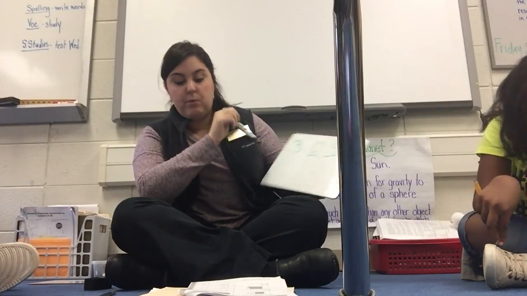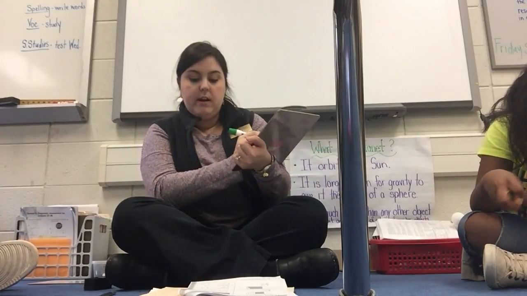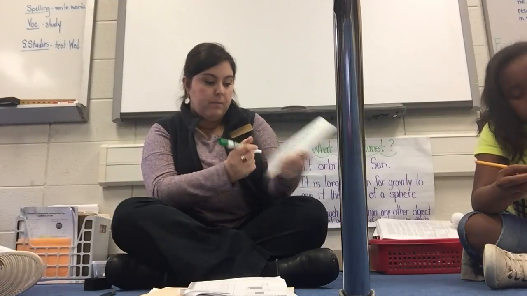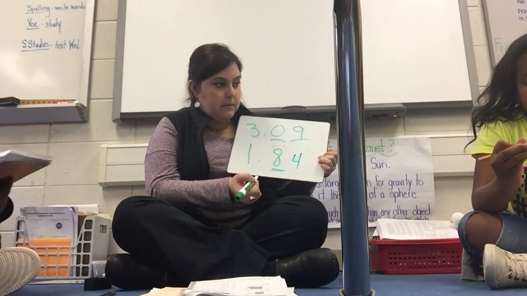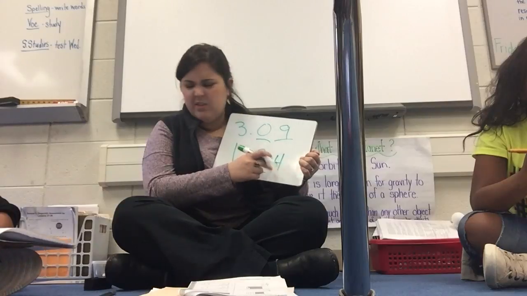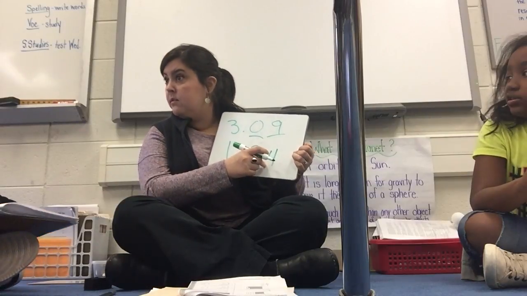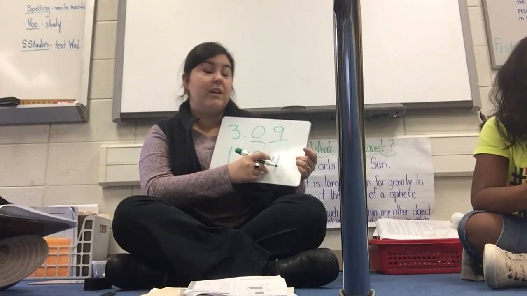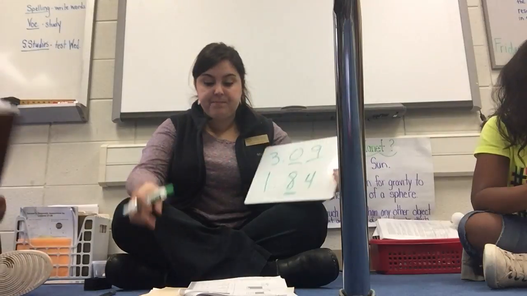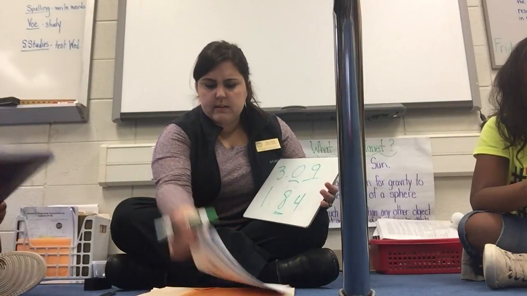A was correct because we had 1.84. So my 8 would be in my tenths place. What place value would the 4 be in? Hundredths. Okay, let's see what the back is.